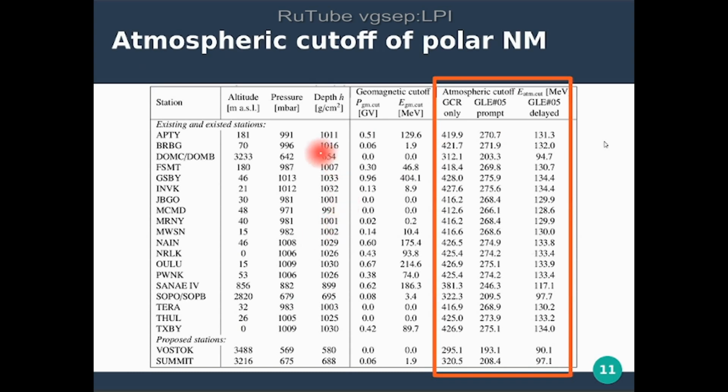So this is the list of the studied neutron monitors, and you see that almost all of them are at sea level, and their atmospheric cutoff is around 400. But during the extreme GLE scenario, this value can drop to lower than 300 MeV during the hard prompt component, and even lower, to 130 MeV, during the delayed phase of the GLE. I want to say that GLE number 5 is quite an extreme scenario, the strongest GLE that we ever observed. So during a moderate GLE, the effective atmospheric cutoff energy will be somewhere between 400 and, I would say, 300.